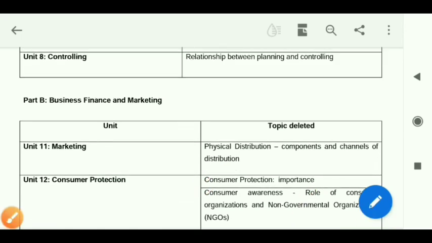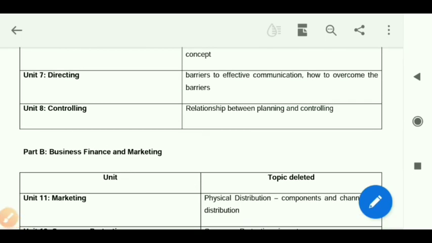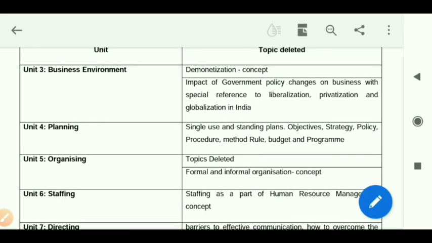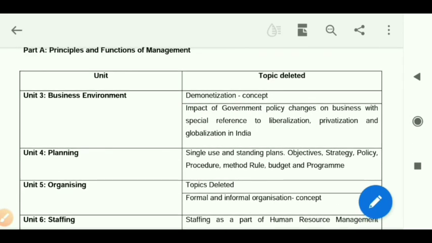So I hope things would be clear to you. If I sum up in a gist, changes have been made excluding chapter number 1, chapter number 2, chapter number 9 and chapter number 10. In all the rest of the chapters changes have been made, and what changes, this we have already understood.